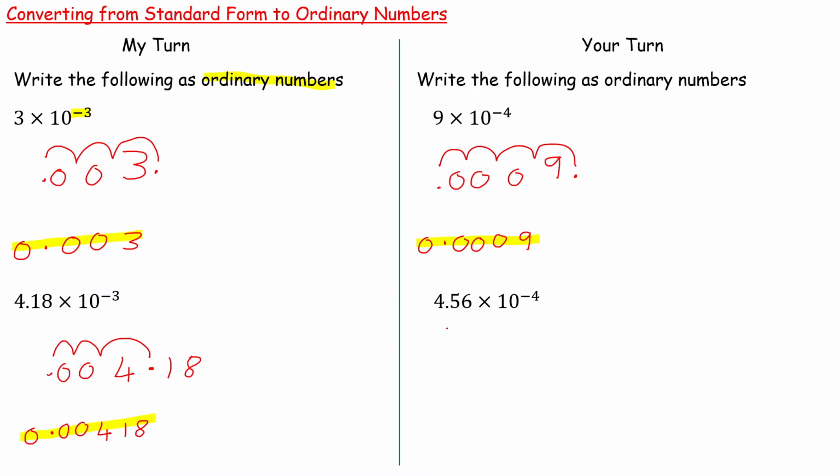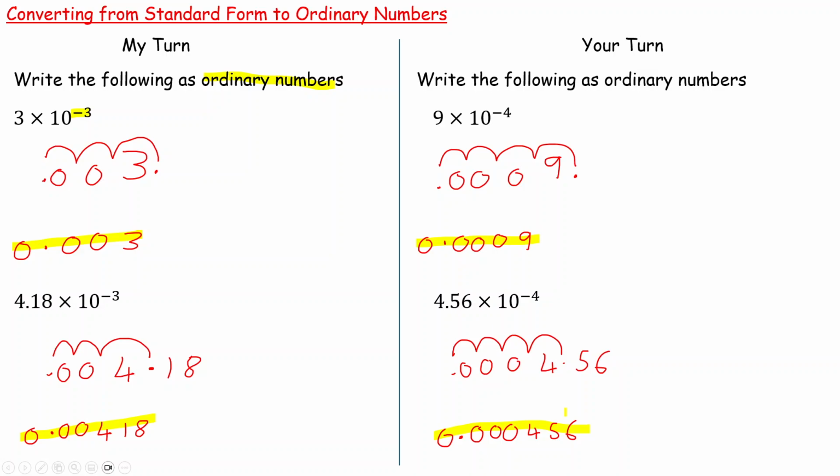There we go. We've then got 4.56 times by 10 to the power of negative 4. Again, write out your number, which is 4.56. You're going back again by 4 spaces, so back by 1, 2, 3, 4. There we go. Zeros go in there. So it's going to be point, and then 0, 0, 0, 4, 5, 6. But again, we write the 0 at the front of it. There we go. Brilliant.